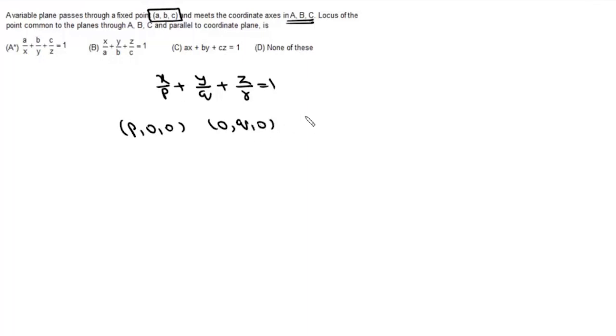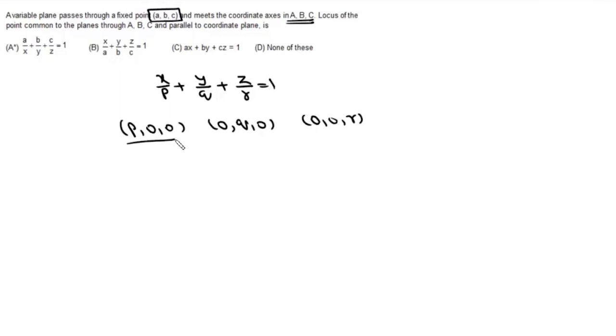Now here the question is, a variable plane passes through a fixed point (a, b, c) and meets the coordinate axes in capital A, B, C. The locus of the point common to the planes through A, B, C and parallel to the coordinate planes is. Now let the equation of the plane be x/P + y/Q + z/R = 1. So the intercepts will be (P, 0, 0), (0, Q, 0) and (0, 0, R).